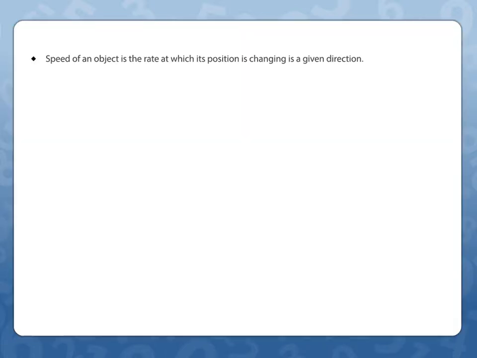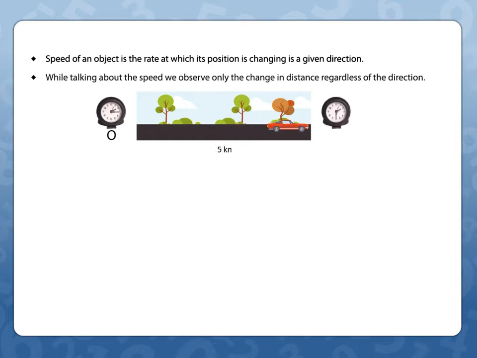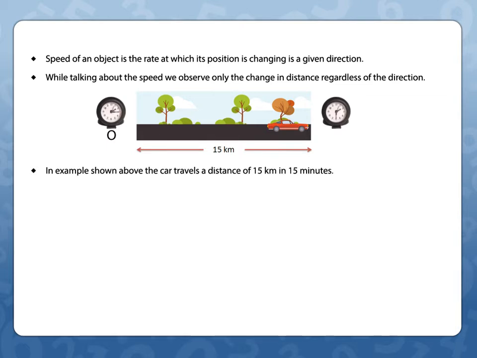Speed. Speed of an object is the rate at which its position is changing in a given direction. While talking about the speed, we observe only the change in distance regardless of the direction. In the example shown above, the car travels a distance of 15 kilometers in 15 minutes. Thus, we can find the rate at which distance of the car is changing with respect to the point O.